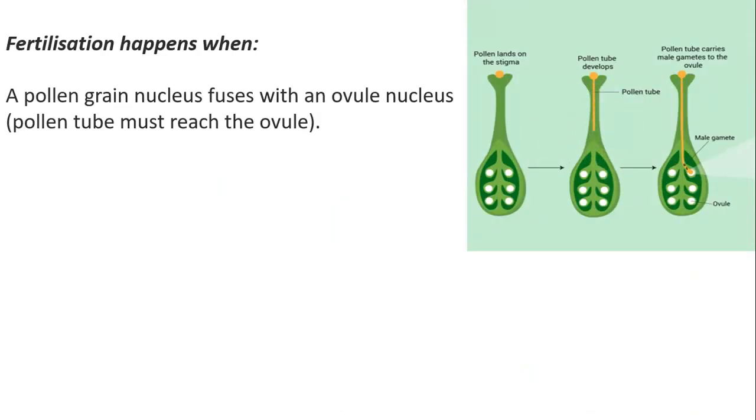So when the pollen grain lands on the stigma, has it reached the ovule yet? No, it has not. The ovule is deep inside the ovary. Therefore, a pollen tube will be formed from the pollen grain and it will travel through the stigma until it reaches the ovule, where the male gamete will join the female gamete for fertilization. Fertilization, again, is when the male gamete nucleus joins the female gamete nucleus.